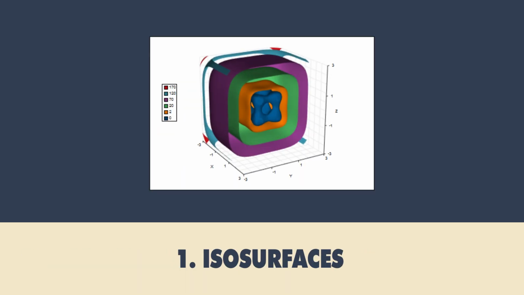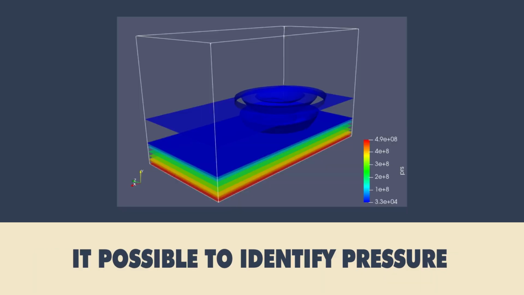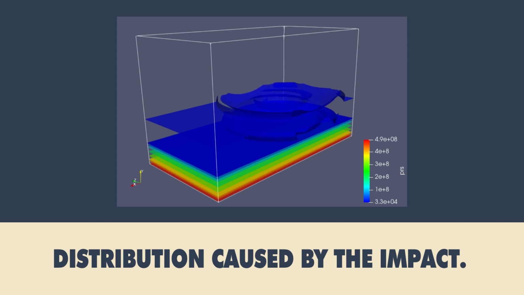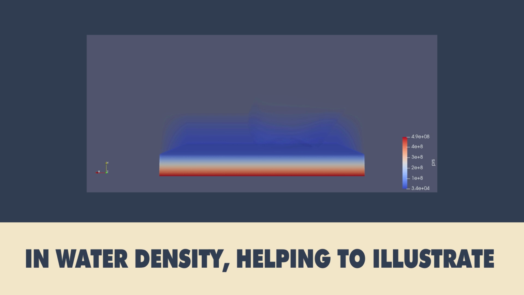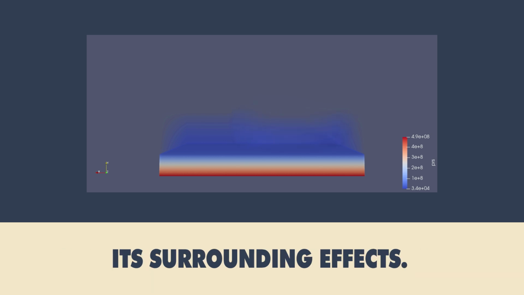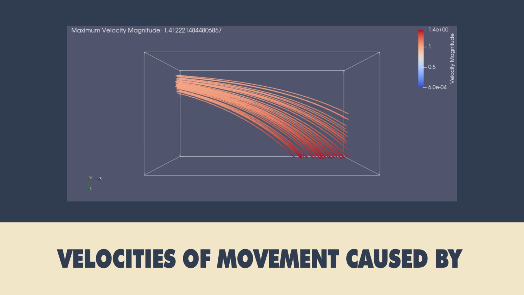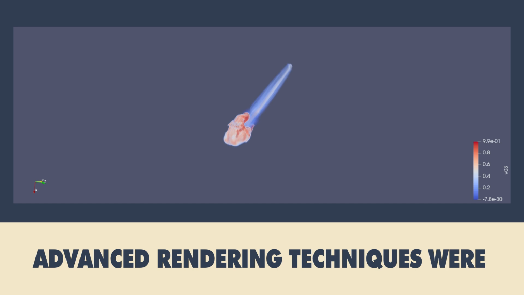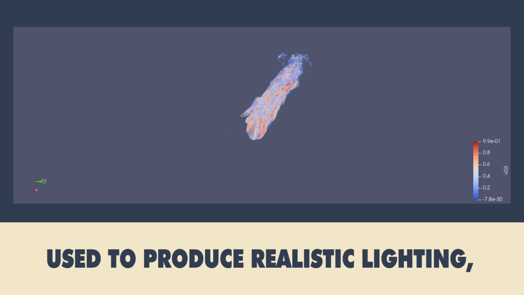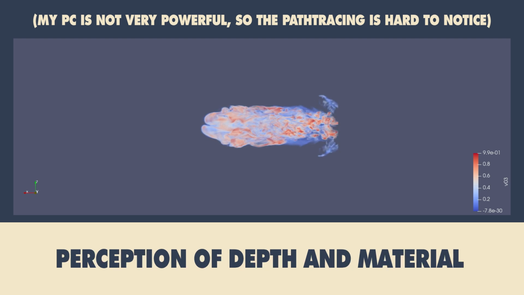To effectively visualize the phenomena, several techniques were employed. Isosurfaces. These represent surfaces of constant pressure within the water, making it possible to identify pressure distribution caused by the impact. Volume rendering. This technique visualizes the changes in water density, helping to illustrate the formation of the crater and its surrounding effects. Streamlines. These depict the flow of displaced water, showing patterns and velocities of movement caused by the impact. Ray tracing/path tracing. Advanced rendering techniques were used to produce realistic lighting, reflections, and refractions within the visualizations, enhancing the perception of depth and material properties.